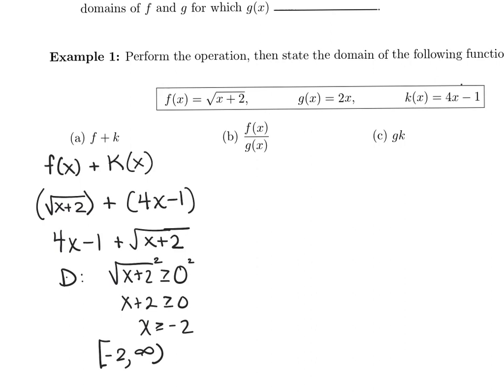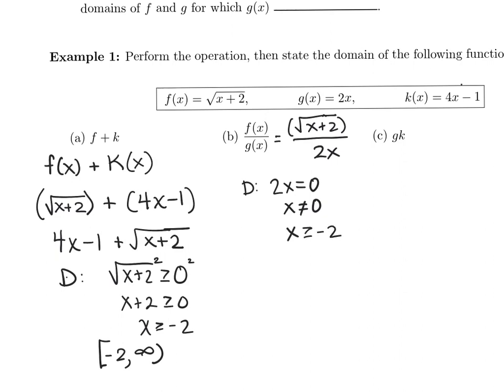The middle one is f of x over g of x. So f of x is the square root of x plus 2 over g of x, which is just 2x. There's no simplifying that we can do on that one. If I look at my domain, we know that we cannot have a 0 in the denominator. So if I set 2x equals 0, you know that x cannot equal 0. So that's one number that's not in the domain. We also said we can't take the square root of negative numbers, so we can incorporate the domain from the previous example. So this is saying it's all the numbers from negative 2 to infinity, but skipping over 0.